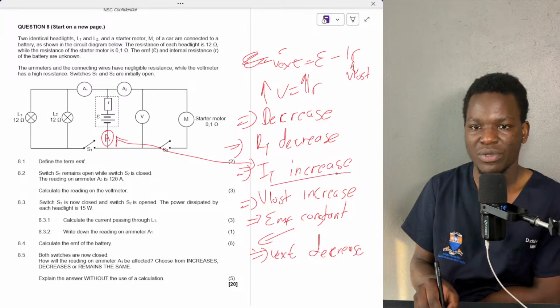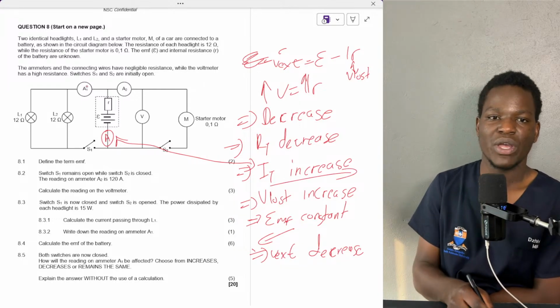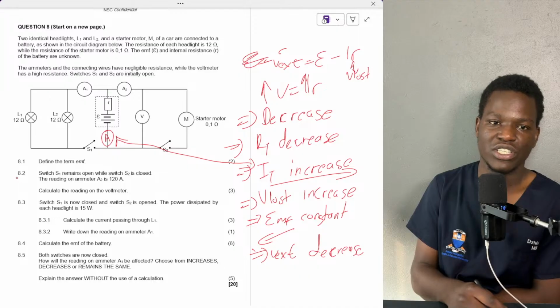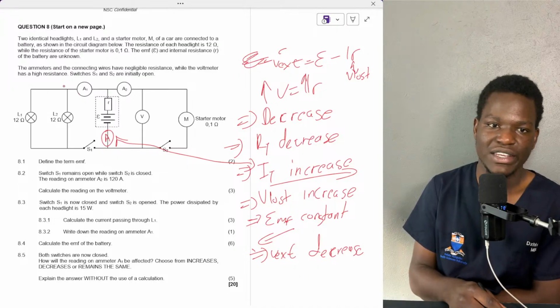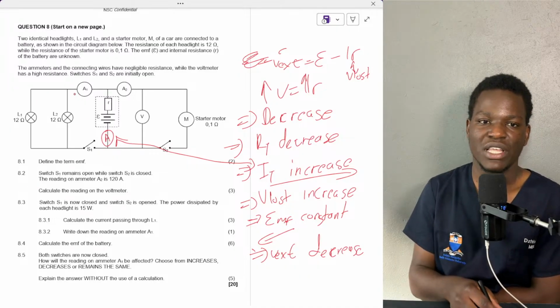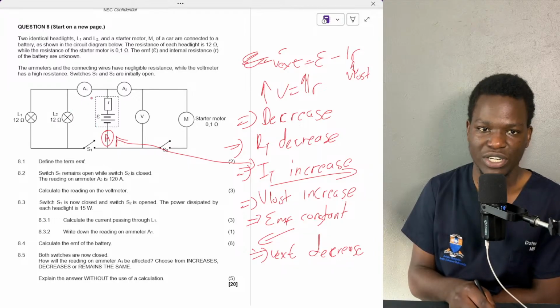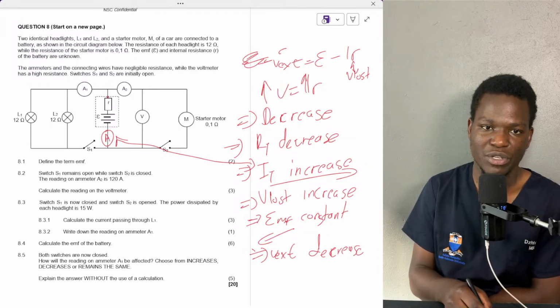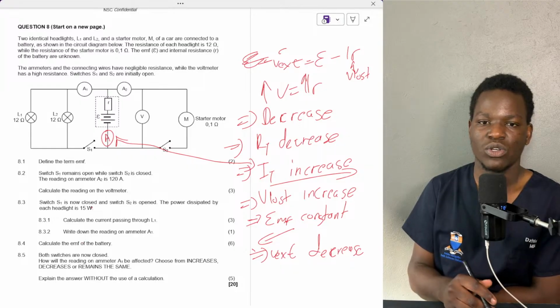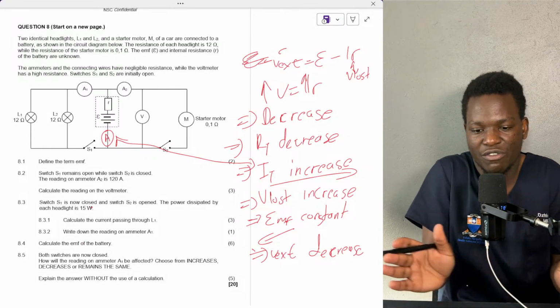If they were asking for the current across the whole circuit, which is here, we would end there where we say current increases. But now we are looking at the current across this. Now there is an additional branch here. Because there is an additional branch, it means that this one was the total current. Now the current is going to be split to go that side also. So now there's a split of current.